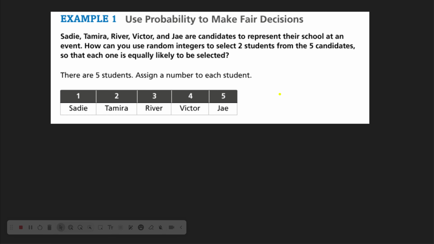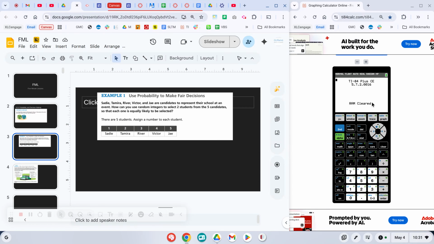Like, what would be the old school way to do it? Maybe put all their names on an exact same size piece of paper, fold that paper up, put them into a box, and pull 2 out. That seems fair, especially if we jumble up the box. But if we were worried about that being fair, we could use our good old graphing calculator. So now I'll show you how to do this.